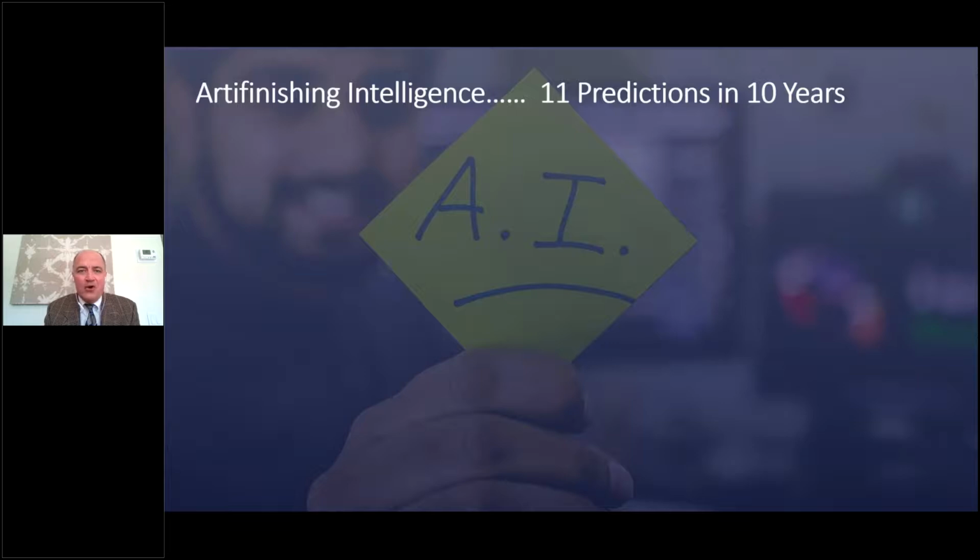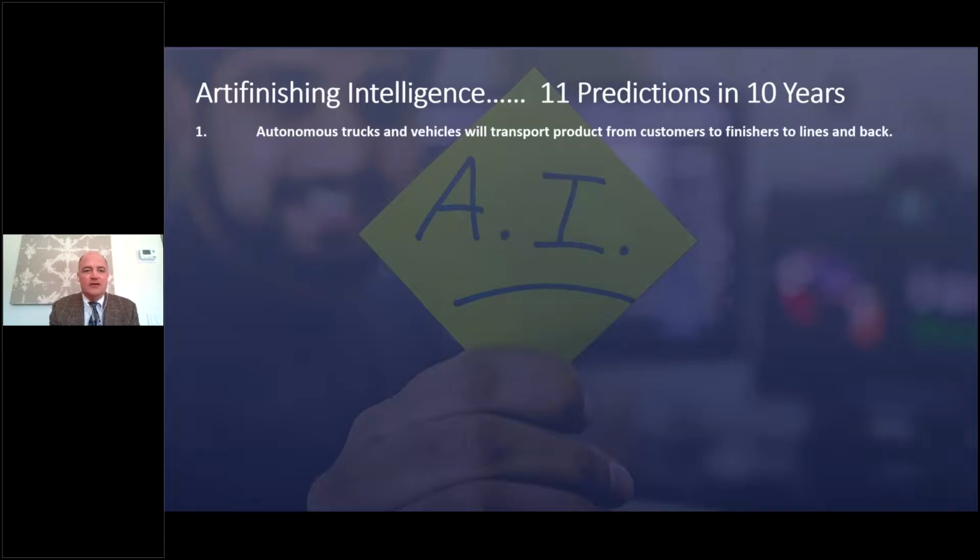So 10 years from now, I hope the Chemical Coaters has me back and we can see how close these predictions were. But here are 11 things that I think are going to happen in coatings in the next 10 years. Number one, autonomous trucks and vehicles will transport product from customers to finishers to lines and back. So we will have autonomous trucks that are driving between manufacturing facilities. They won't have drivers in 10 years.